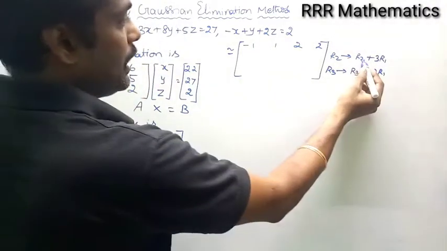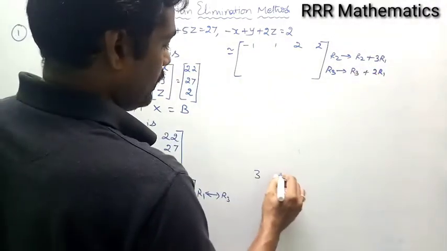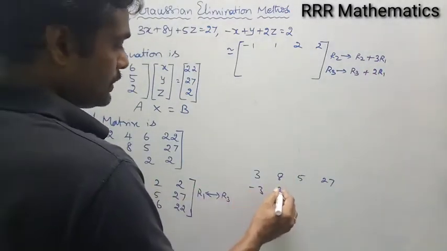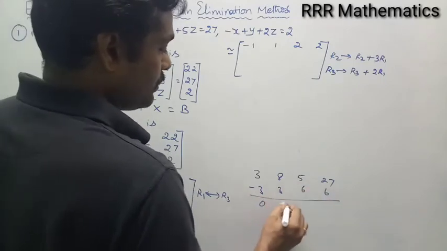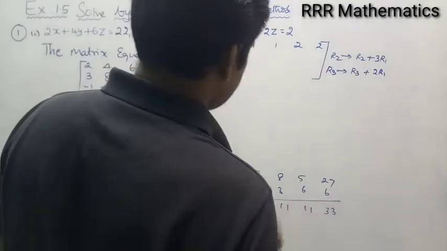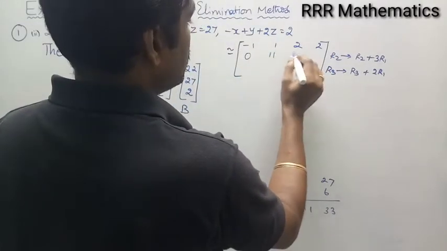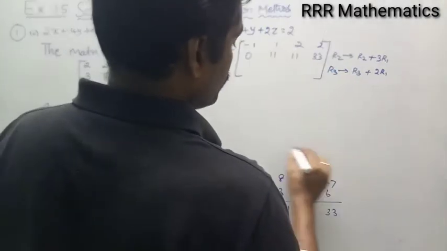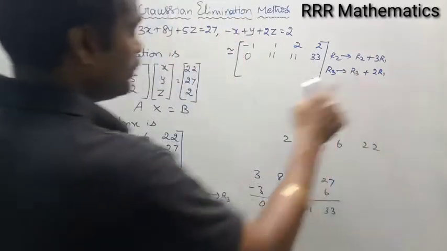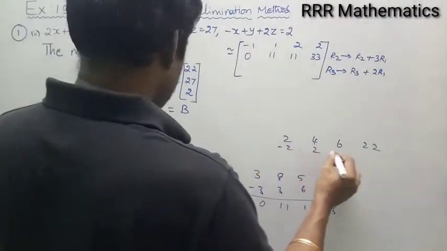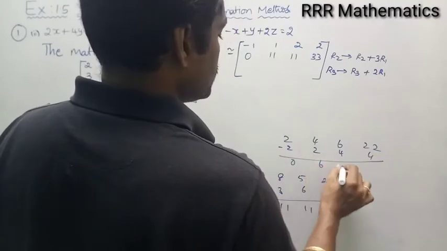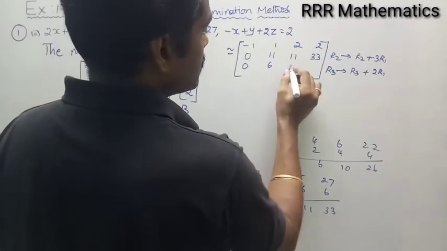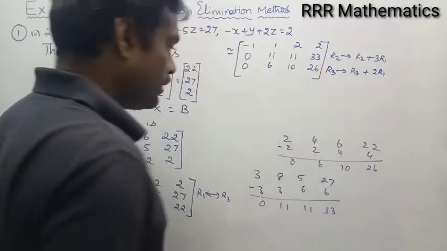See, first R2. What is R2? 3, 8, 5, 27. Multiply 3 in R1. Minus 3 plus 3. 3 2s are 6, 6. It will be 0, 11, 11, 33. Next R3. What is R3? 2, 4, 6, 22. 2 times R1. Multiply 2. Minus 2 plus 2, 4, 4. 0, 6, 10. It will be 26. 0, 6, 10, 26. Got it?